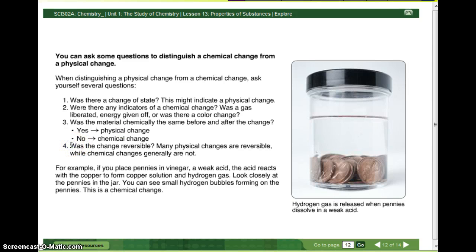Four, was the change reversible? Many physical changes are reversible, while chemical changes generally are not, although they can be, so be careful on that. For example, if you place pennies in vinegar, a weak acid, the acid reacts with the copper to form copper solution and hydrogen gas. Look closely at the pennies in the jar. You can see small hydrogen bubbles forming on the pennies. This is a chemical change, like right there. Hydrogen gas is released when pennies dissolve in a weak acid.